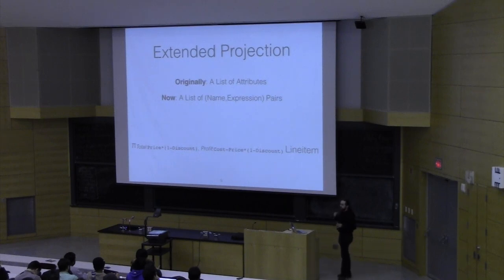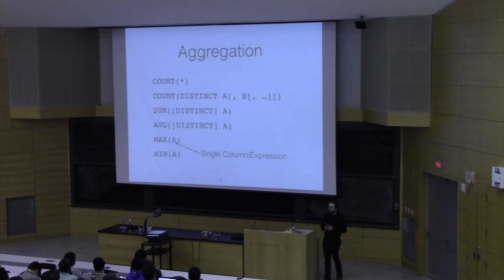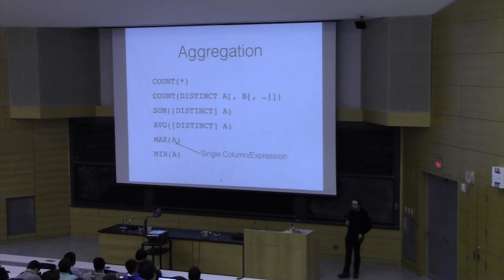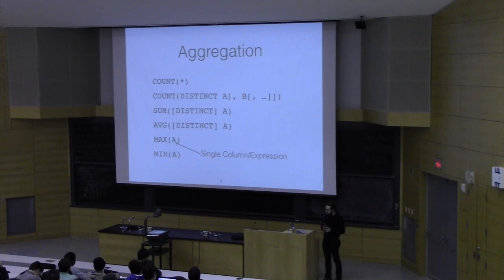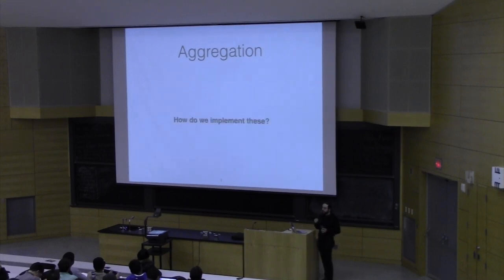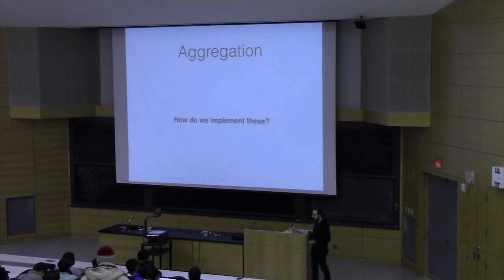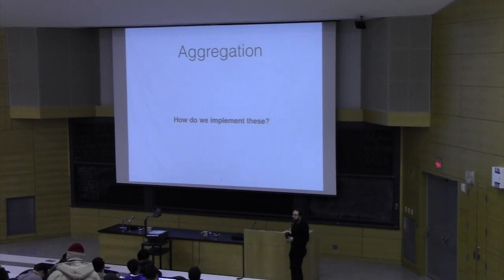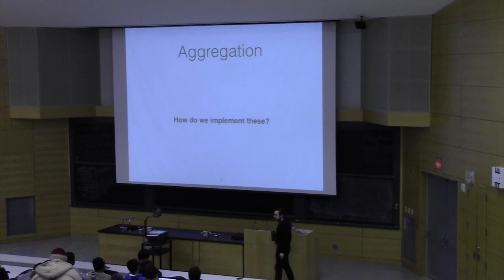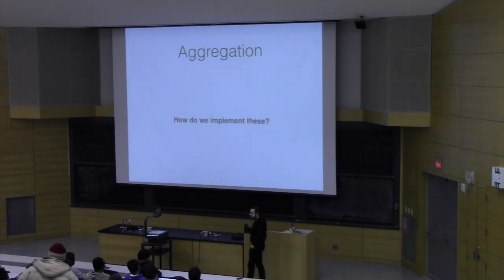All right, so where we stopped last lecture was this idea of aggregation. So we'd already introduced a handful of different aggregate operators: count, count distinct, sum, average, min, max. So what I want to get into first today is how do we go about implementing these? So if I were trying to sum things up, if I have a list of records, how would I go about summing up those records?